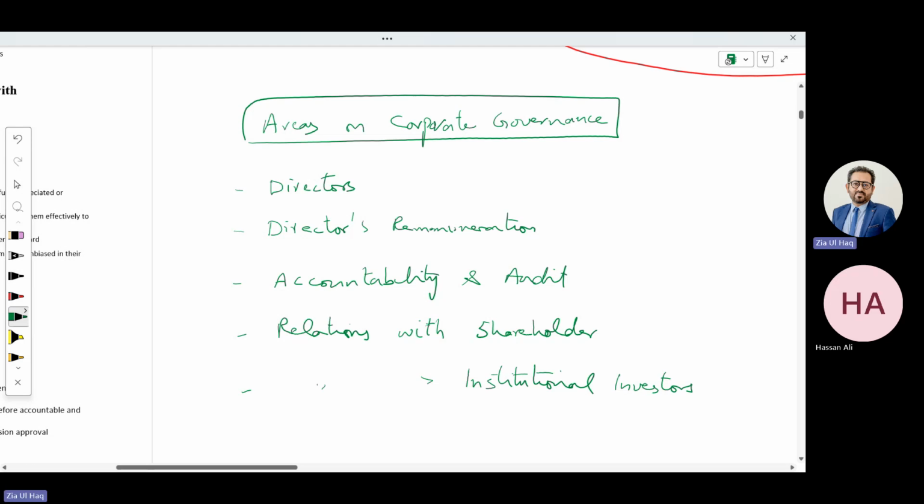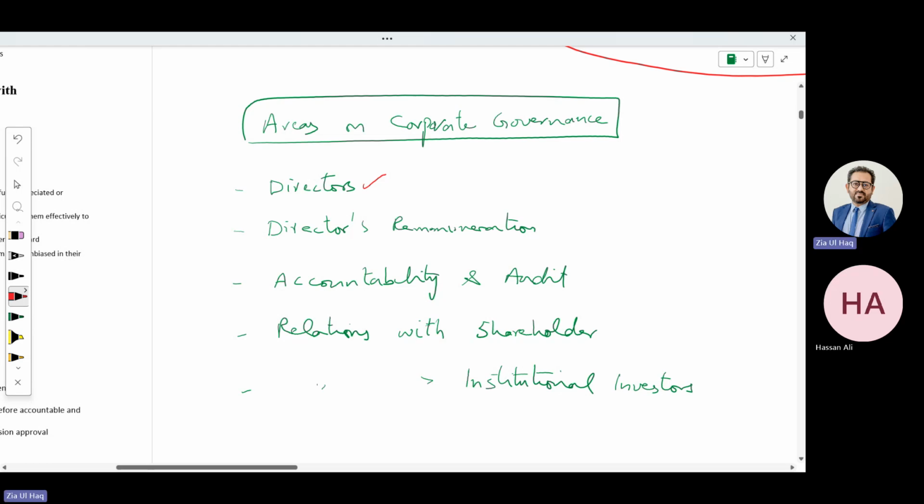What are the codes relating to directors that we have covered so far? There should be at least half non-executive directors. Non-executive directors should be independent. The leader of the non-executive directors will be the chairman. The leader of the executive directors will be the CEO. Directors should be re-elected every 3 years, and that re-election should be by rotation.